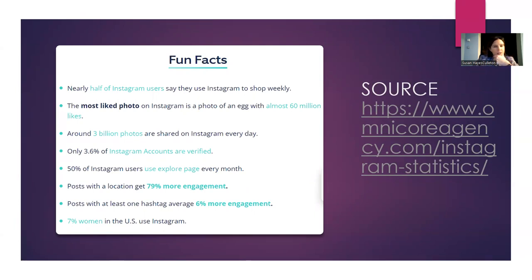The most liked photo on Instagram is a photo of an egg with almost 60 million likes, which I find bizarre, as I'm sure a lot of other people do too. Around 3 billion photos are shared on Instagram every day. And of course, that is the difference with the other social media platforms. Like if I think about LinkedIn, for any of you who are not familiar with it, it is the social media platform for people who are in the workplace. And so that's where I spend most of my posting time.